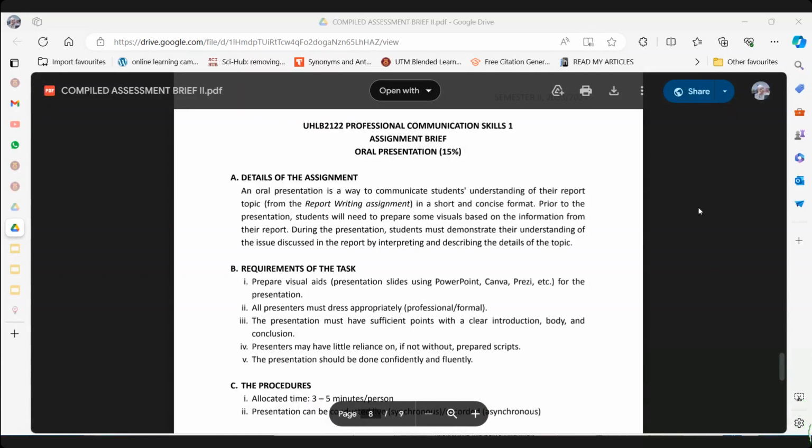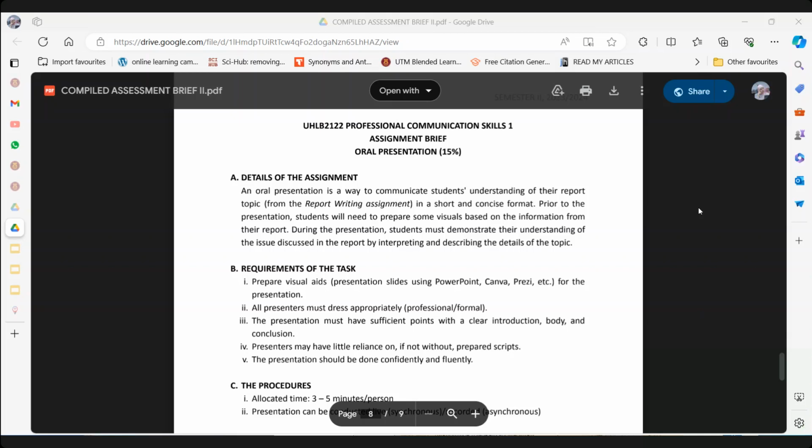Now, this is the assignment brief of your oral presentation. I don't have any intention to read every detail, but I will highlight the important parts. Number one, in total I have three classes of UHLB 21-22. Out of the two classes, they chose the boring PowerPoint slides. Only one wanted something different, which is a poster.